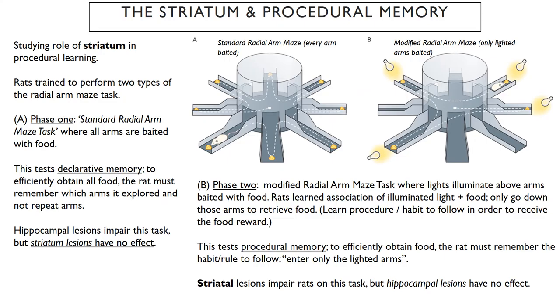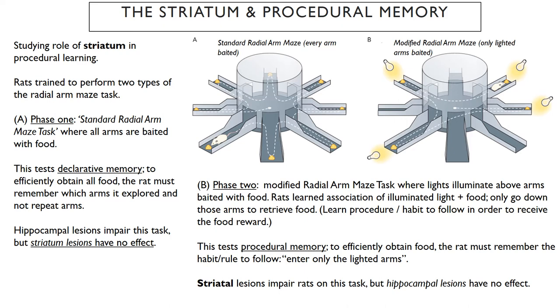So I want to briefly talk about the role of the striatum in regulating procedural memories. It plays a role in, and can be tested in, what would superficially seem like a hippocampal-dependent memory. But in fact, they're following a simple procedure. So let's walk through the different ways of doing this.